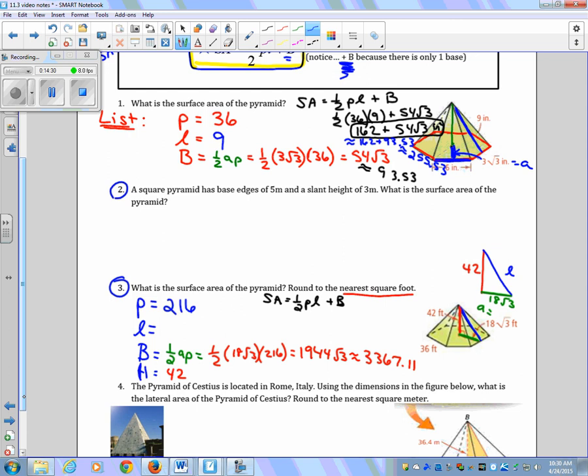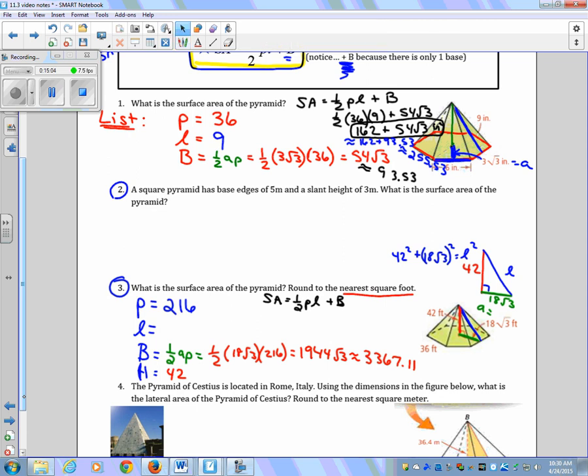So we have a right triangle, and we know 2 sides, and we're missing the 3rd side. So what do we do if we want to find the 3rd side? We use Pythagorean theorem. Yes, Pythagorean theorem is going to be used a lot with pyramids and cones. So we need to do, where should I do this here? 42 squared plus 18 root 3 squared equals L squared.